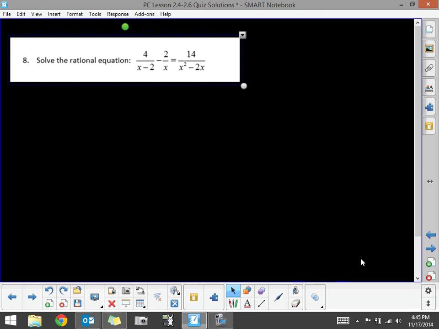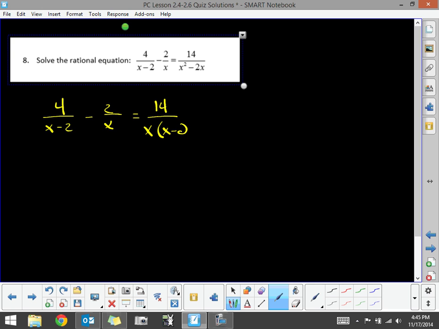Number 8, we're asked to solve a rational equation. Again, our mantra with rationals is make sure you get them factored the best that you can. So what I'm noticing is that x squared minus 2x isn't factored, so I got 4 over x minus 2 minus 2 over x equals 14 over, factoring out your x, x times x minus 2.